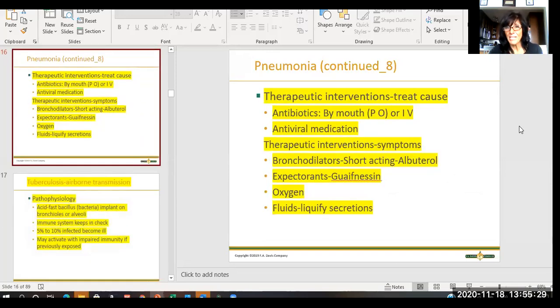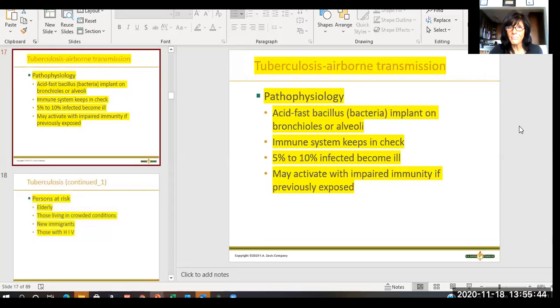How do we treat them? Antibiotics, usually if it's bacterial, antiviral if it's viral. We can give bronchodilators, short-acting ones, like albuterol, expectorants, guaifenesin, oxygen, fluids, to liquefy the secretions. So there you go, pneumonia.